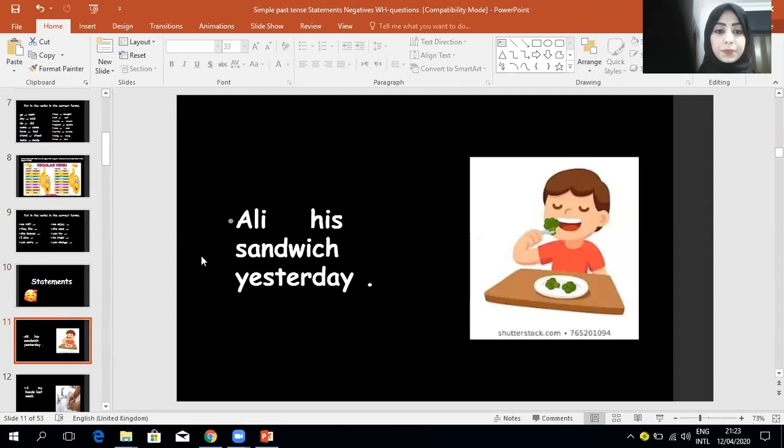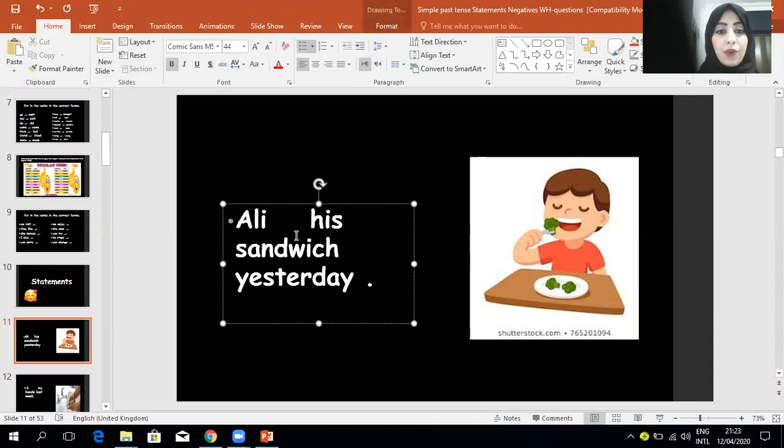Statements. Here, this is Ali. What did he do? Ali had a sandwich yesterday. So, the verb here is eat. But I want to change it into a simple past verb. Eat is an irregular verb, so I can't use the ed rule for regular verbs. So, I write here: Ali ate. Ali ate.